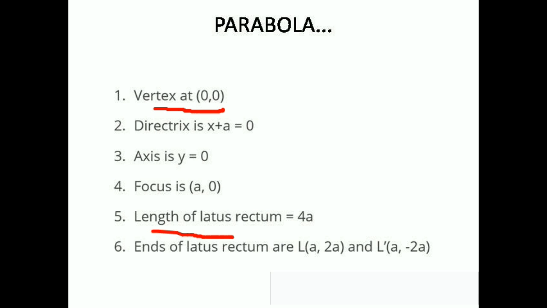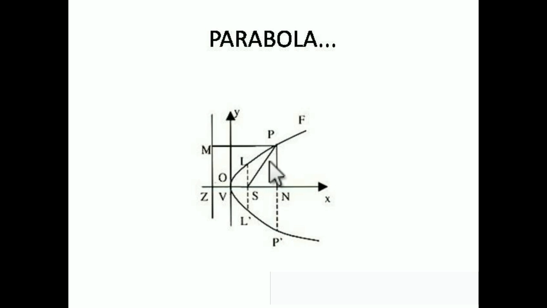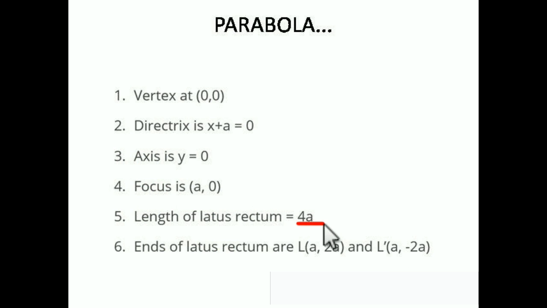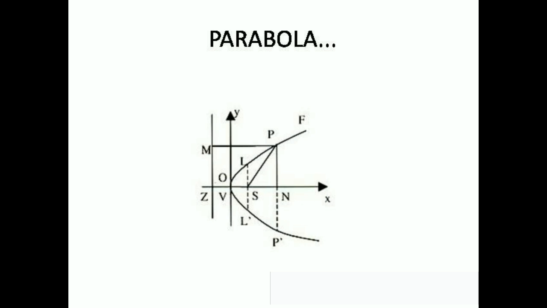Now this is a very important thing: the latus rectum and the endpoints of the latus rectum. What is the latus rectum? The line through the focus, perpendicular to the axis, LL dash, is called the latus rectum, and its length is 4a. The focus is (a, 0), so the x coordinate of L and L dash must be the same, that is a, and the y coordinates are 2a and minus 2a. If you apply the distance formula, (a minus a) whole square plus (2a minus minus 2a) whole square gives 4a.